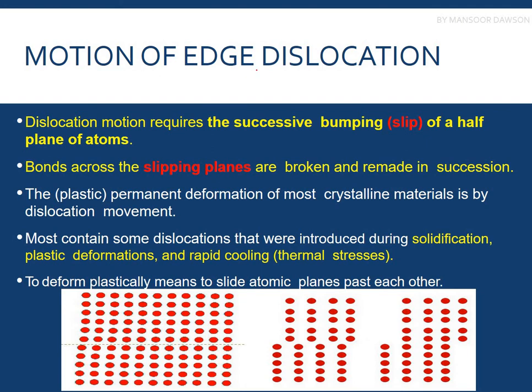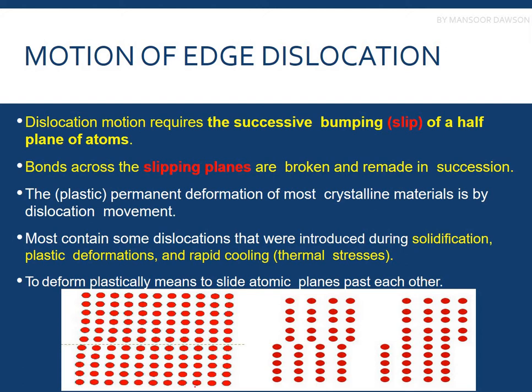Okay, so the motion of edge dislocation. Dislocation motion requires the successive bumping slip of a half plane of atoms. Bonds across the slipping planes are broken and remade in succession. The plastic or permanent deformation of most crystalline materials is by dislocation movement. Most contain some dislocations that were introduced during solidification, plastic deformation, and rapid cooling, that is, thermal stresses. To deform plastically means to slide atomic planes past each other.